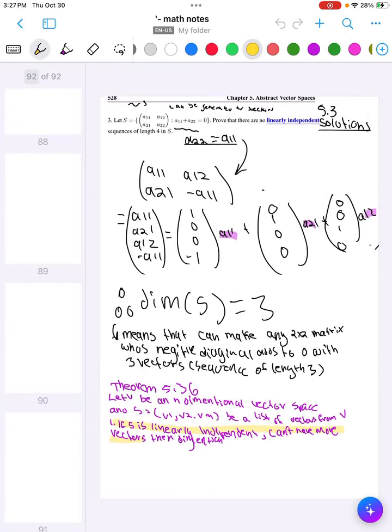I'm going over 5.3, challenge exercise 3. Let S be a vector space that represents all 2x2 matrices where the top left and bottom right entries added to 0. Prove that there are no linearly independent sequences of length 4 in S.